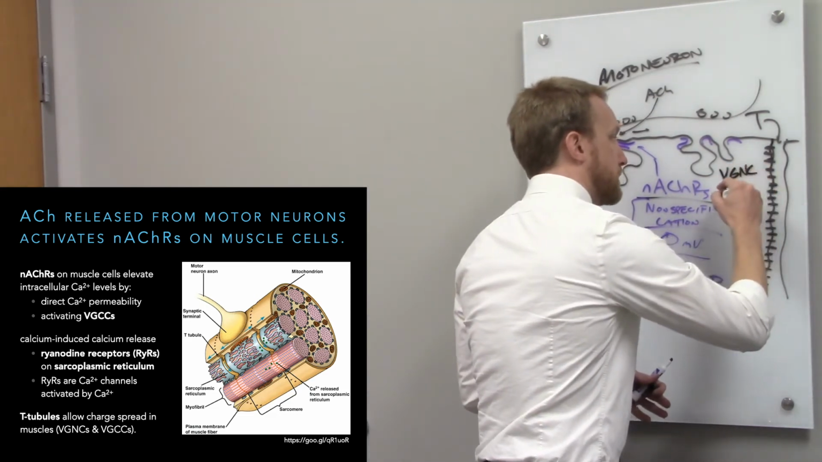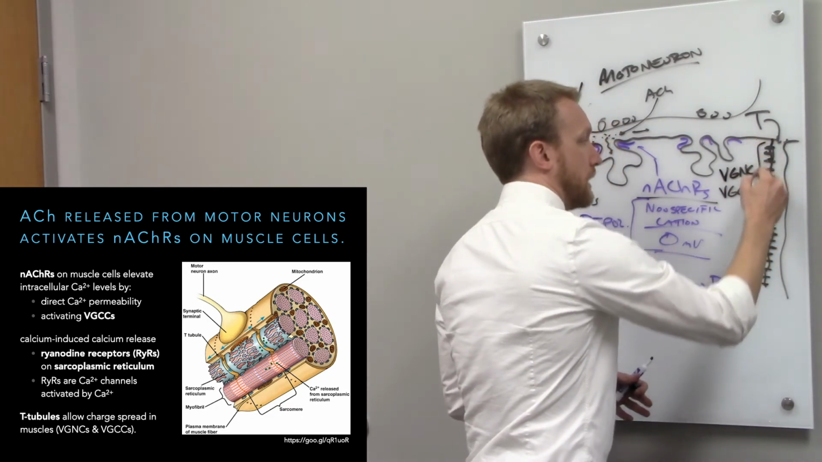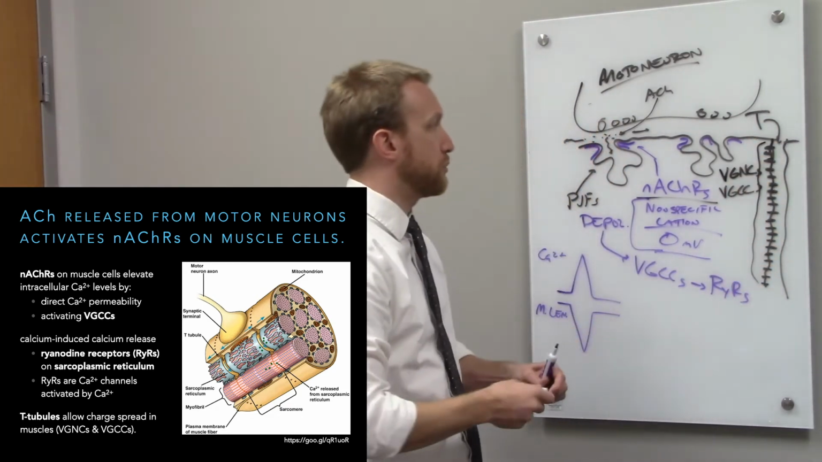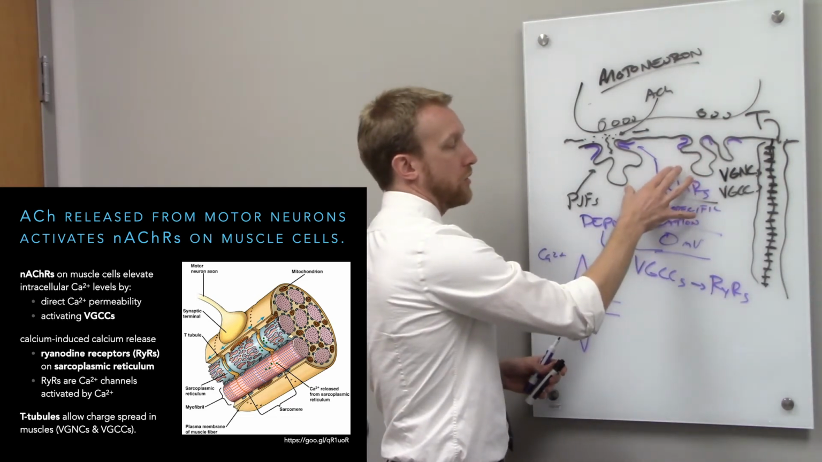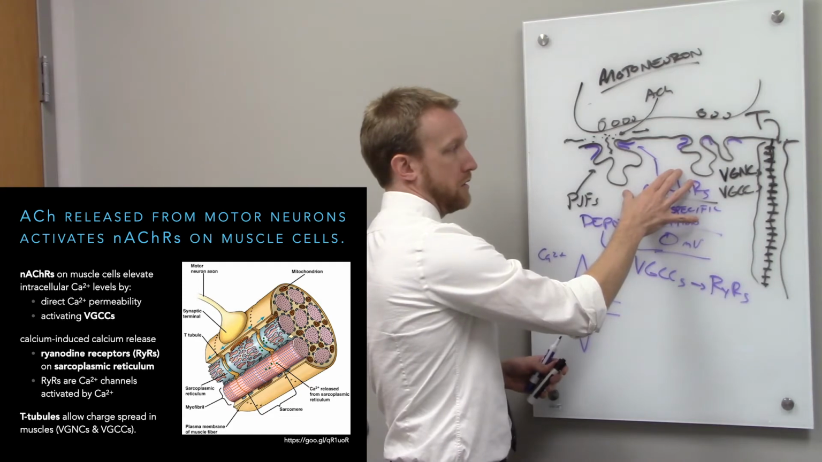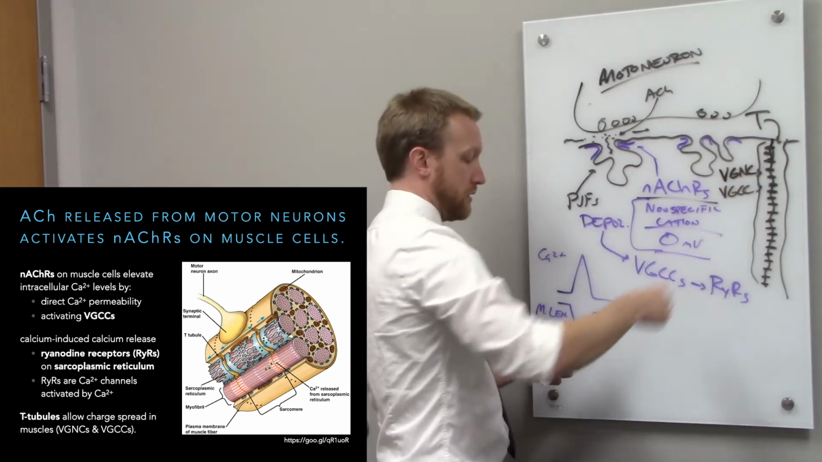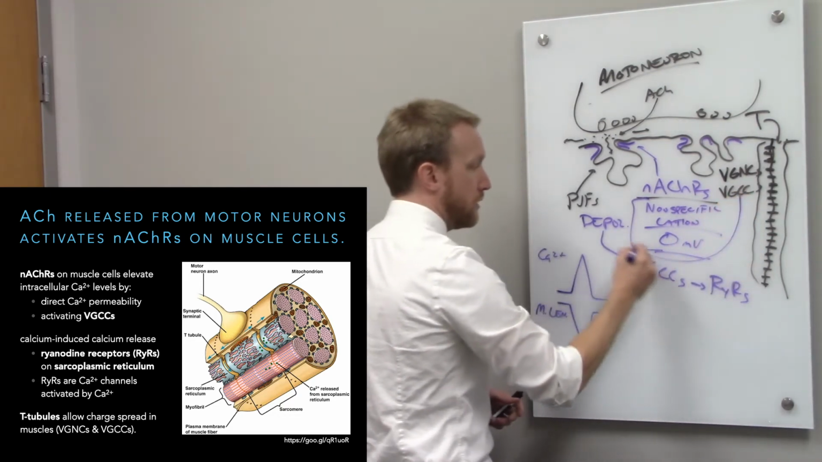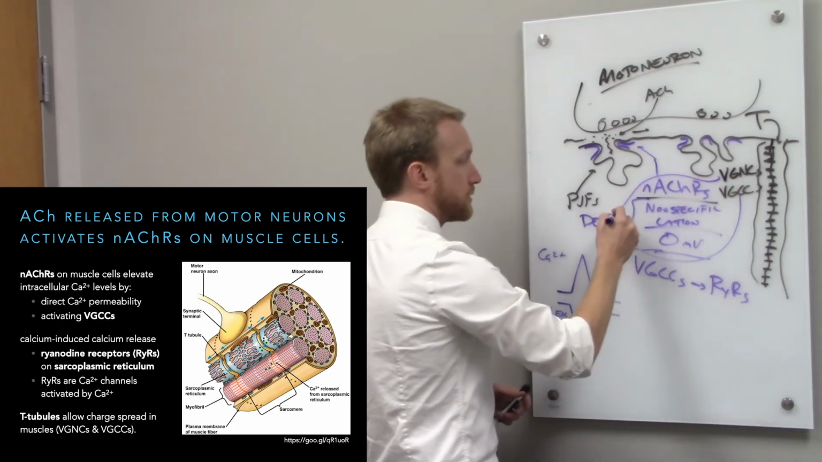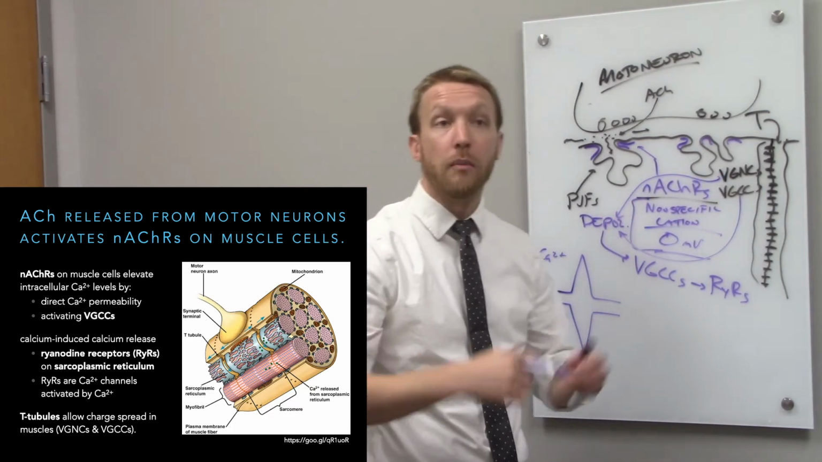So voltage-gated sodium and voltage-gated calcium channels line the T tubules to spread depolarization. So while it might start at the nicotinic acetylcholine receptors, it's going to spread throughout the muscle by voltage-gated sodium and calcium channels. So they also play a very important role in that depolarization. So the whole muscle contracts.